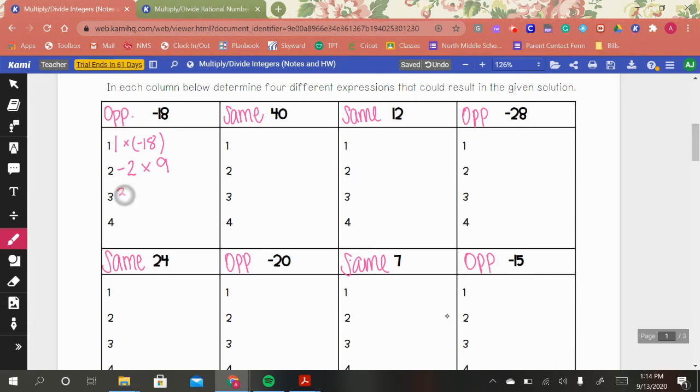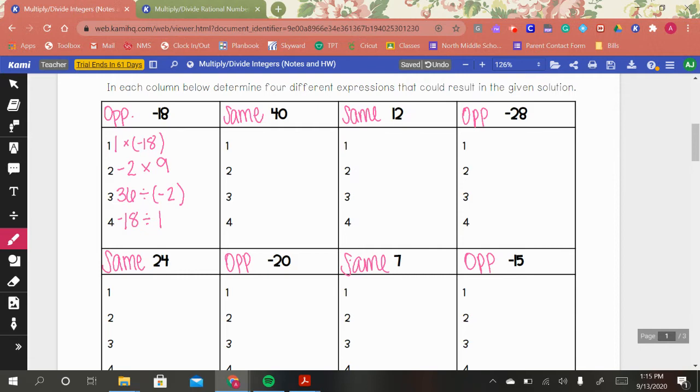36 divided by negative 2 will give me an answer of negative 18. And then let's think, negative 18 divided by positive 1 will also give me an answer of negative 18.